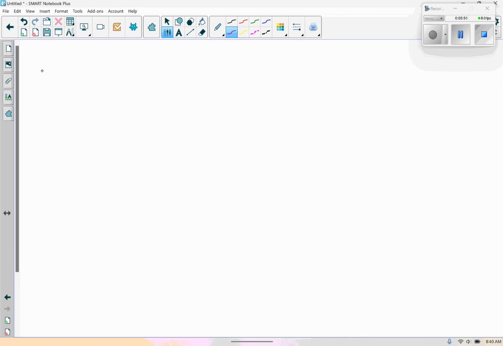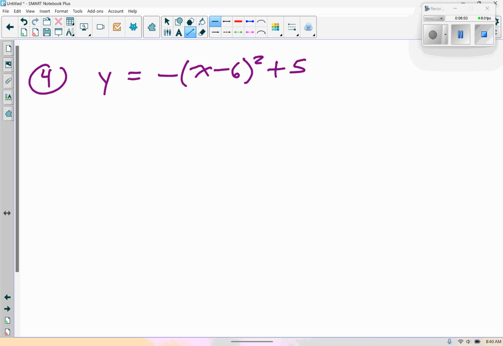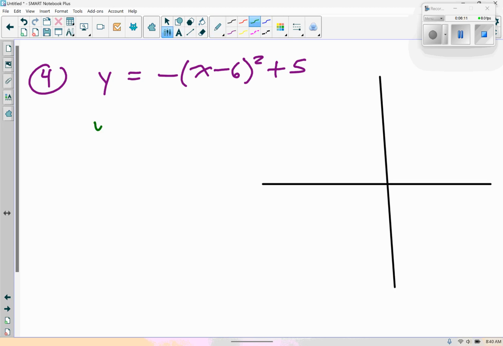Okay, that's all you have to do. Problem number 4. We have y equals negative x minus 6 quantity squared plus 5. Let's go ahead and make our axes. So our vertex is going to be the opposite of that, same as that.